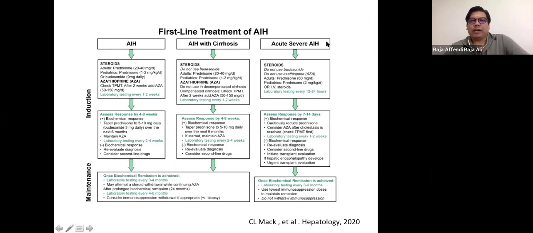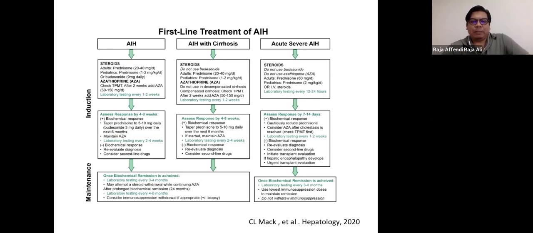For patients with acute severe AIH on steroid, again, we do not recommend using budesonide or azathioprine. The patient is given a dose of up to 60 milligrams per day, and then again, pretty quickly check the laboratory testing for the markers to see any improvement of the patients. And again, it depends on the response of the patients and follow up regularly.